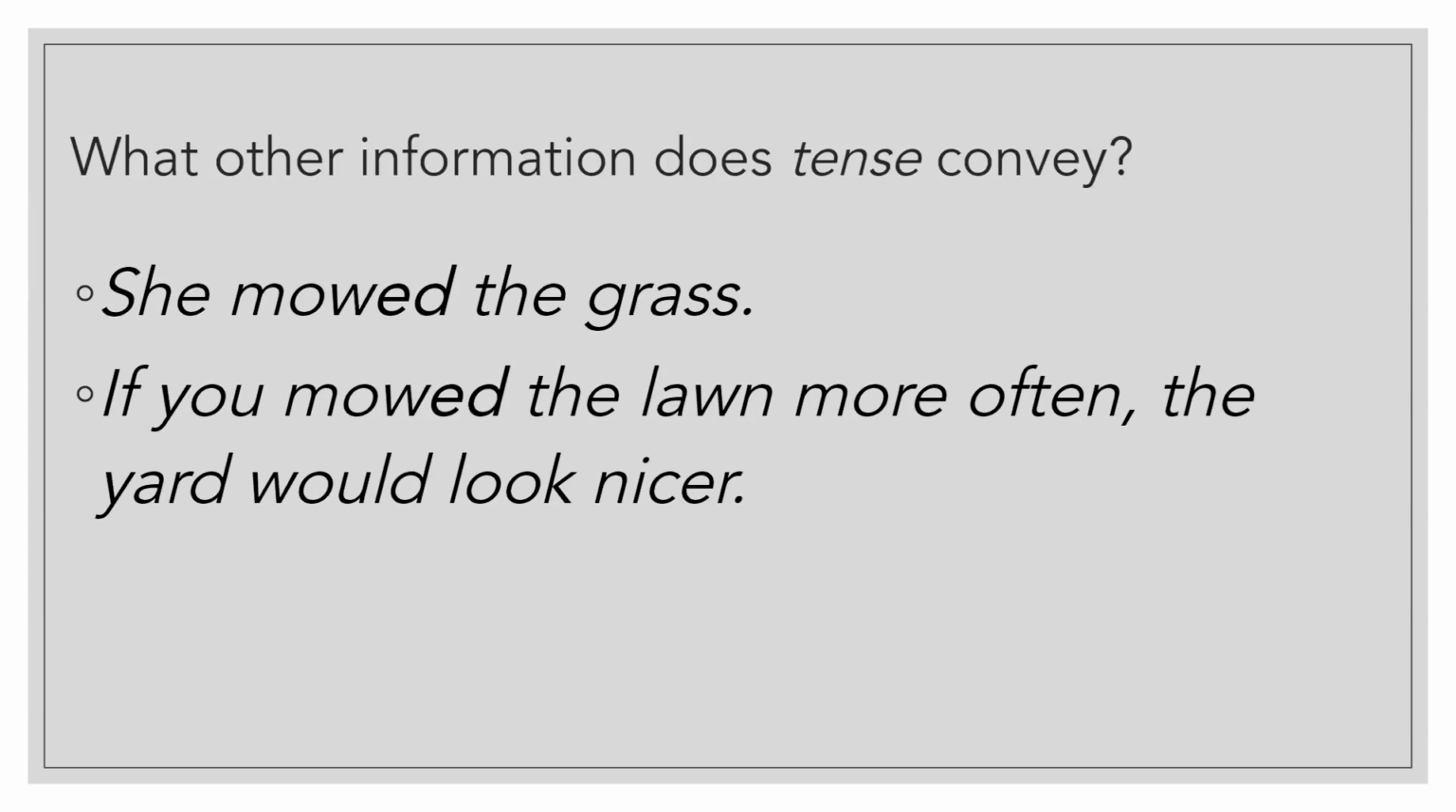But if I stick it in an if clause, if you mowed the lawn more often, the yard would look nicer. In these conditional sentences, we are postulating some possible, potential action. You may or may not mow the lawn. If you mowed the lawn more often, your yard would look nicer. We're using the past tense to convey the idea that this is a hypothetical, a possibility, but it's not something that has actually happened yet. Okay?